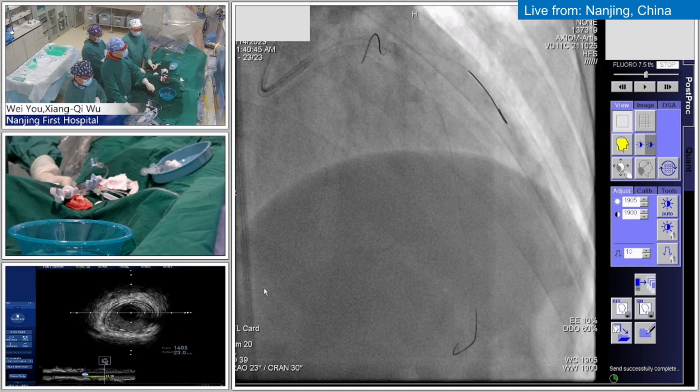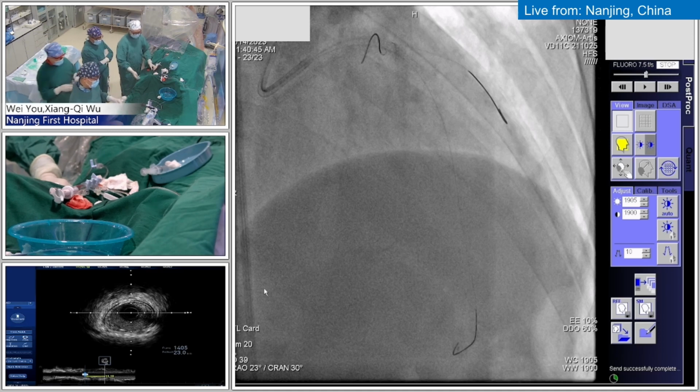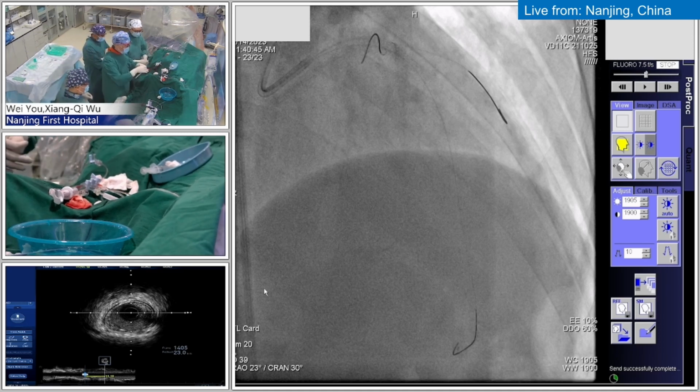I use the 3.0 NC balloon to post-dilate the segment. Okay, so let those questions come. Happy to answer that. Thank you for making it interactive.